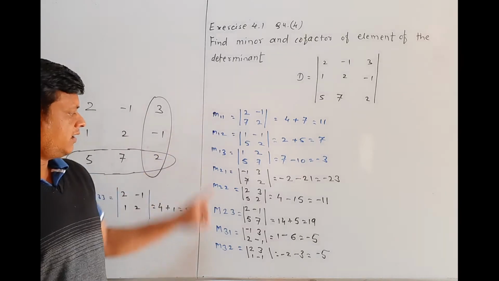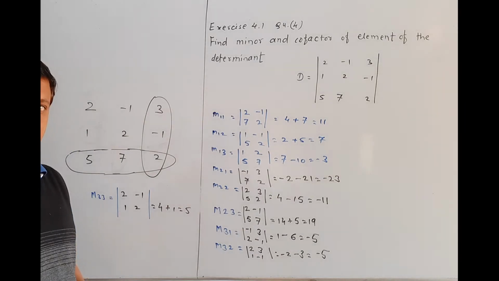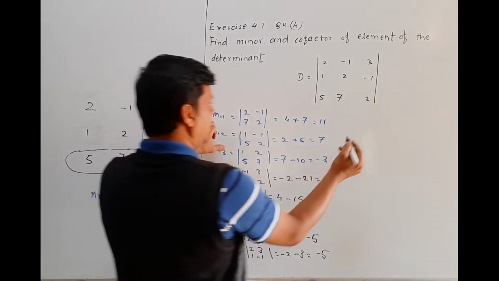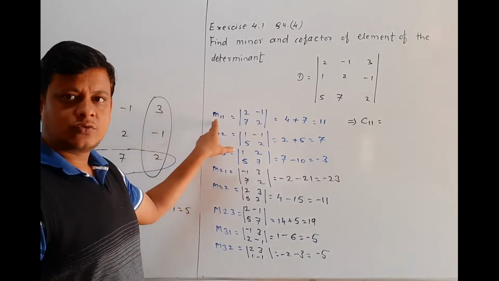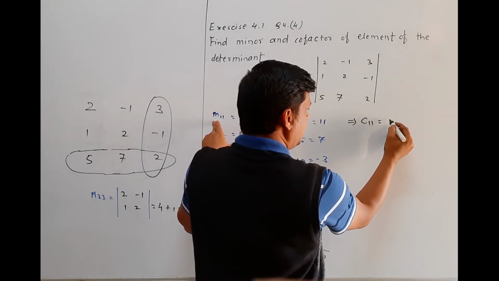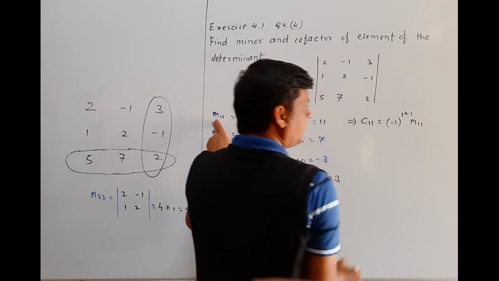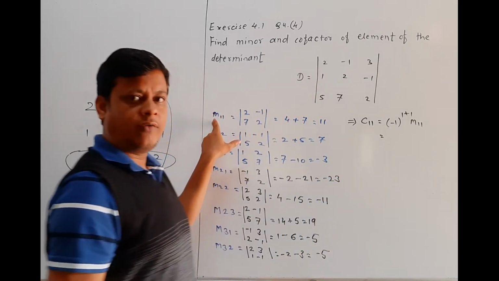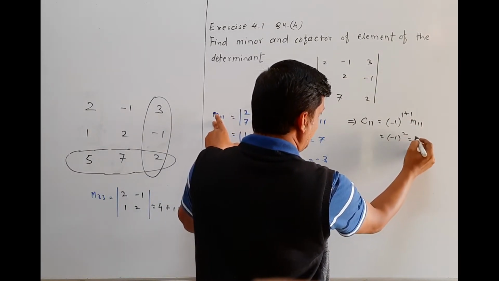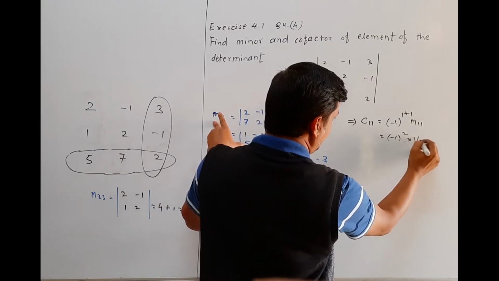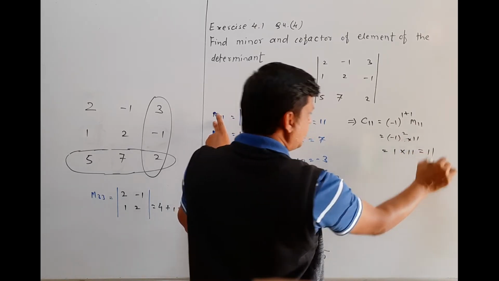Now once we find the minors, from that we can directly write the cofactors. So see here how to write the cofactors. Here the first cofactor we write is C11. For writing the cofactor C11 we use the formula minus 1 raised to the power 1 plus 1 into m11. So here substitute the value of m11, which is 11. So minus 1 raised to the power 2 into 11, and this minus 1 raised to the power 2 gives plus 1, into 11 is equal to 11.